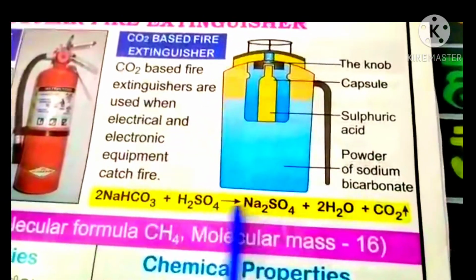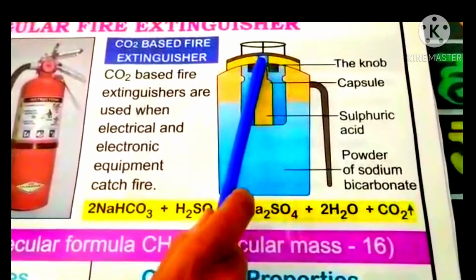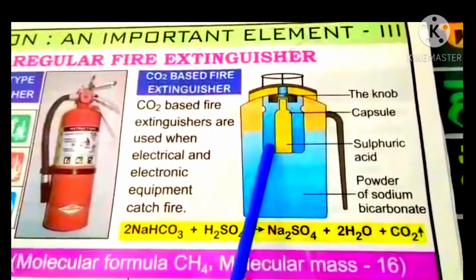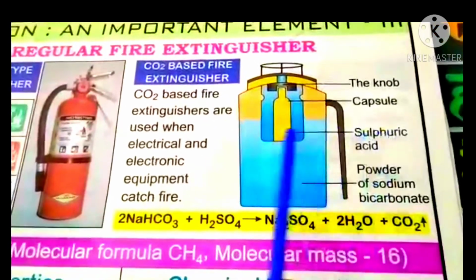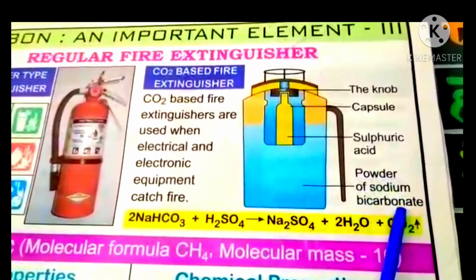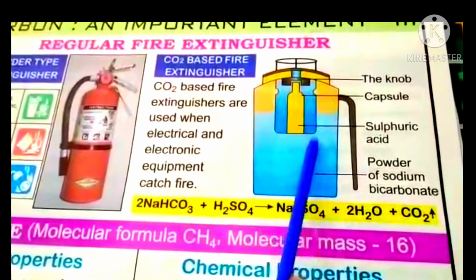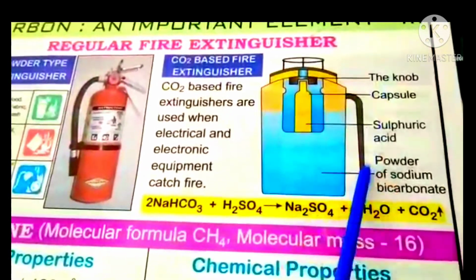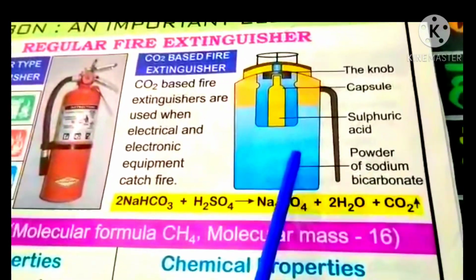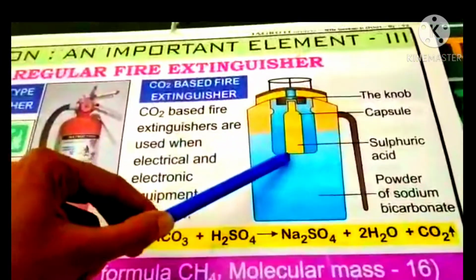it. In this cylinder, there is a notch here. Just below that there is a capsule or a small pouch or container which contains sulfuric acid, and in the bottom the powder of sodium bicarbonate is there. So here you can see the components present in this cylinder, and we cannot see any carbon dioxide. Then how is this cylinder used as a fire extinguisher? We cannot see carbon dioxide anywhere here.